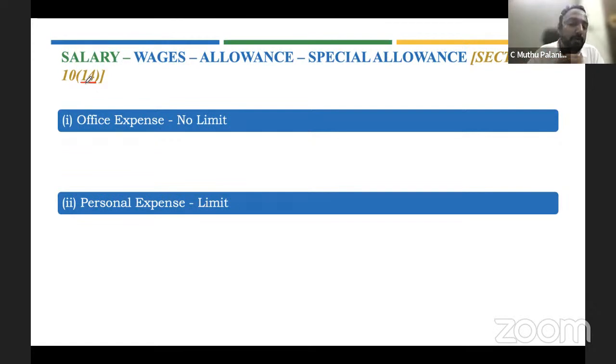So there are 2 components to this. The first component is called office expense, which means allowance given for meeting office expenditure. There is no limit. It is fully exempt. The second category is not for office expense, so we can understand that it is for personal expense. Here there are limits, which decide what is taxable or not taxable.